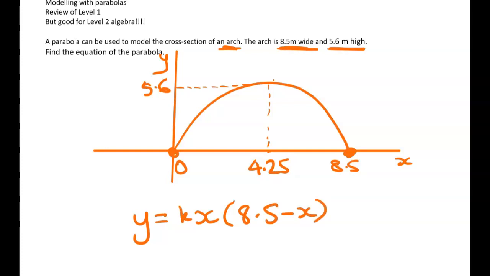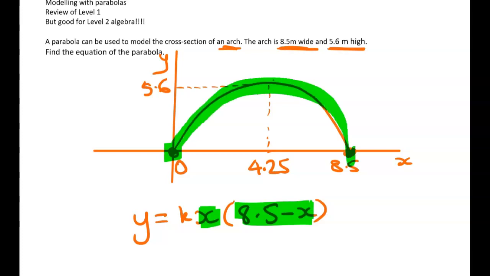Right, just a couple of things. This x is happening because we know that 0 is a root of whatever equation we've got. And this factor is happening because we know we've got an upside down parabola and that 8.5 is a root.